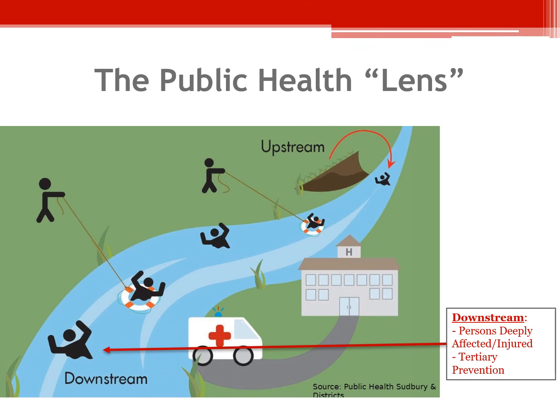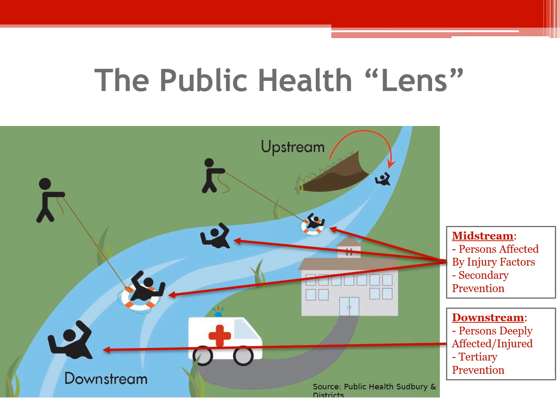So again, in this analogy, downstream are the people who are deeply affected, who have already been injured, and for whom tertiary measures for saving their life, stabilizing their condition, maybe giving some rehabilitation services so that you can get some function back after an injury.